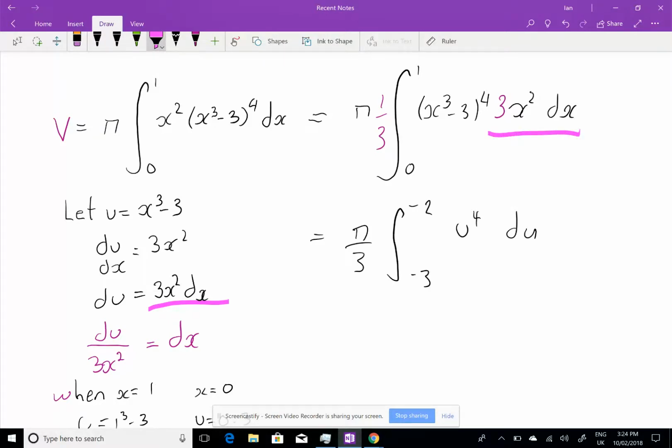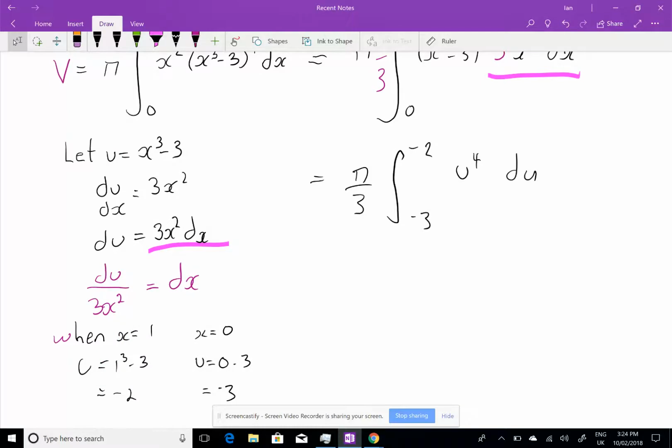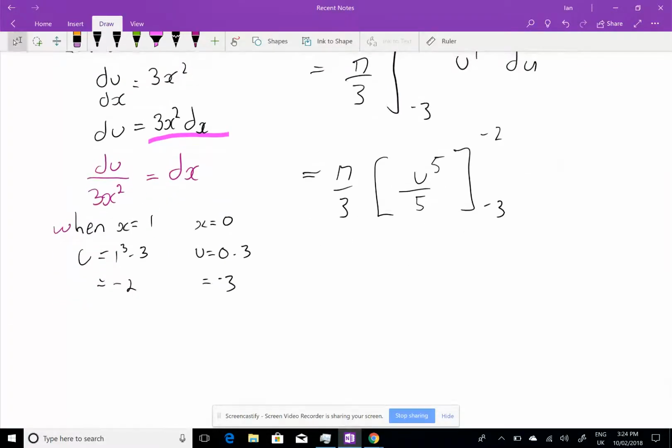All right, so here we go. Equals pi on 3, add 1 to the power, u to the 5 on 5, between minus 2 and minus 3. Which is going to give me pi on 3, I'm going to get negative 2 to the 5 on 5, minus negative 3 to the 5 on 5. Oh, this is going to be ugly.